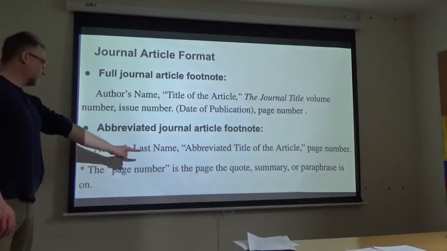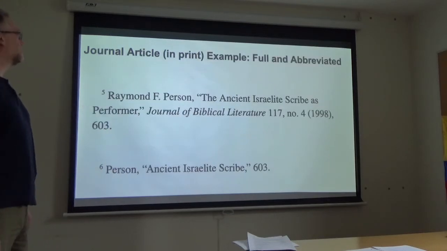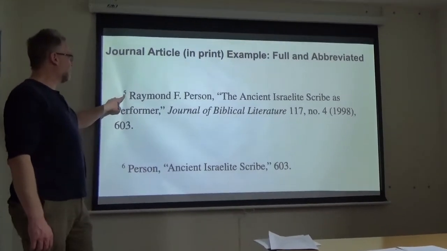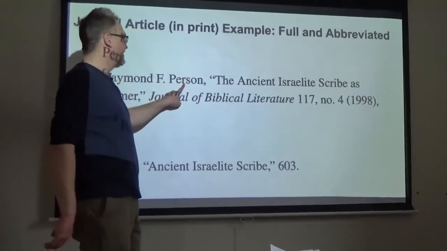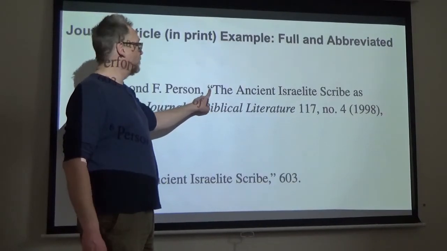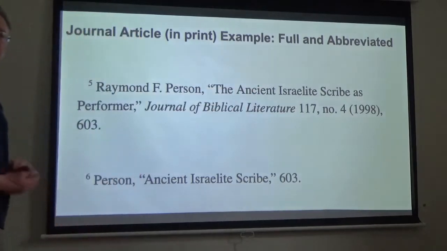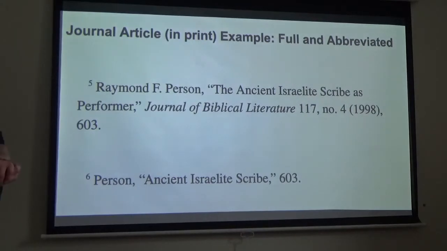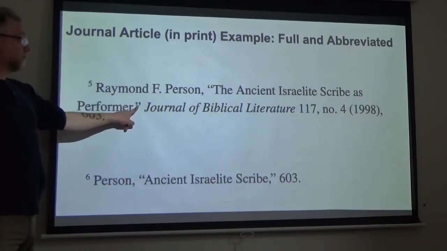Oh, there's a note. The page number is the page the quote, summary, or paraphrase is on. Okay? Oh, here's an example. So there's the number. Okay, what's the name of the author? F. Person. That's a good name, isn't it? And what is that? A comma. And what is this? Just a space. And what is this? Open quotations. Then what do we have? The title of the article, good, a comma, and then we have a close quotation.